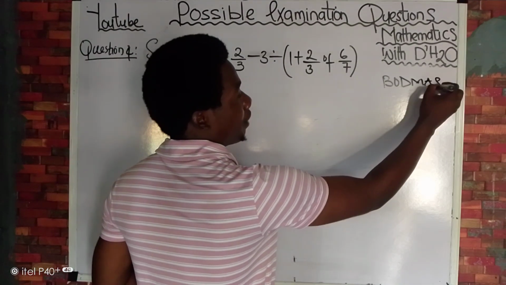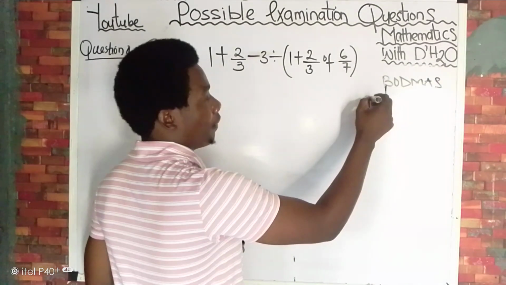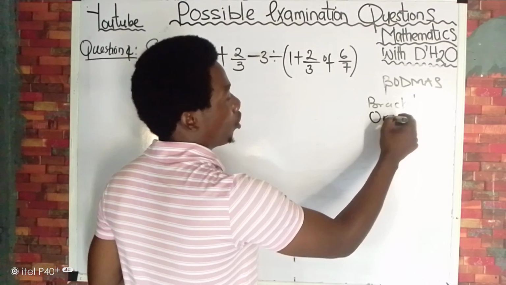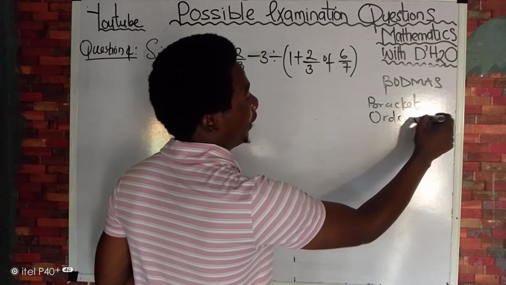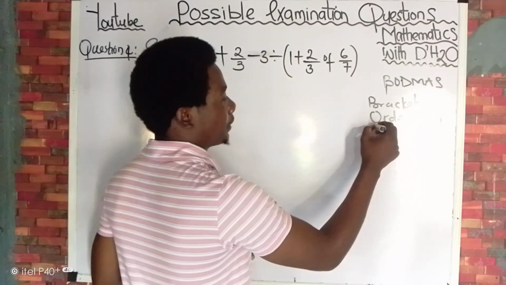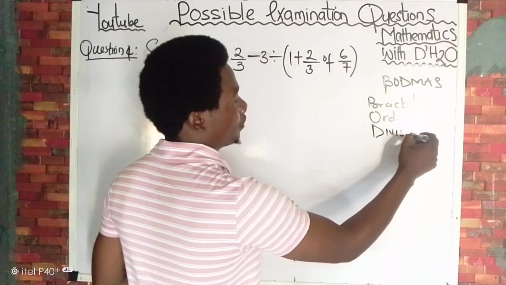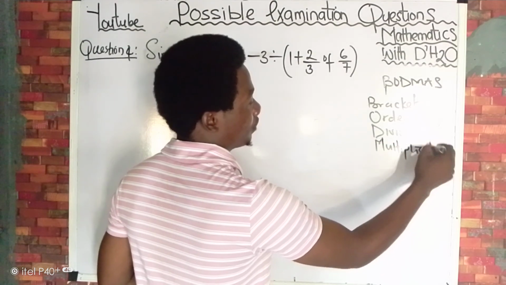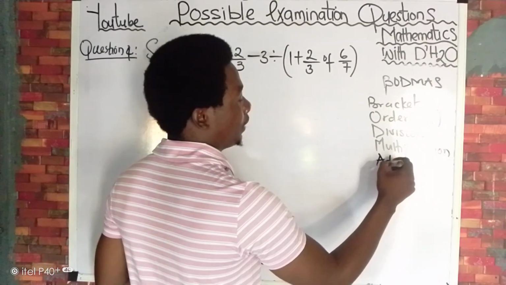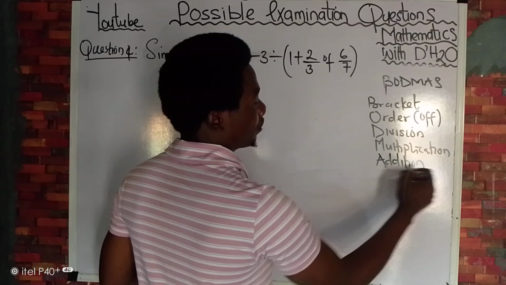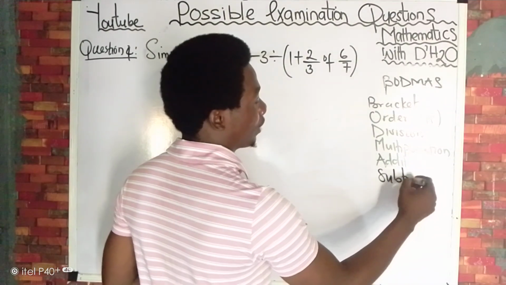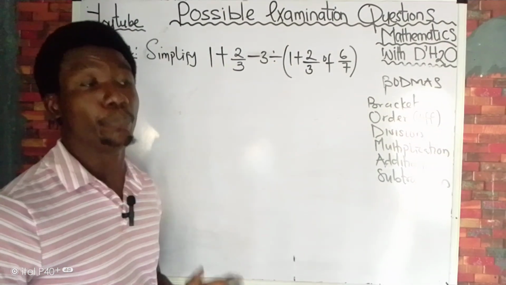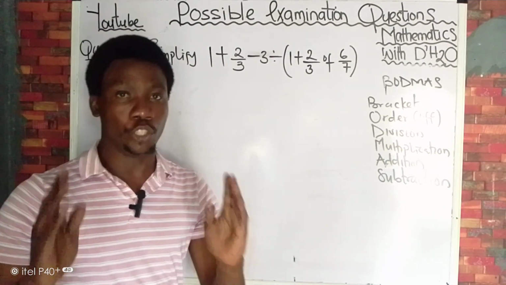BODMAS. Never forget that. Your B signifies your bracket. O signifies your order. Some persons say it signifies of. D is division. Your M is multiplication. Your A is addition, while S is subtraction. So if you want to simplify a fraction, you must follow the principle of BODMAS.